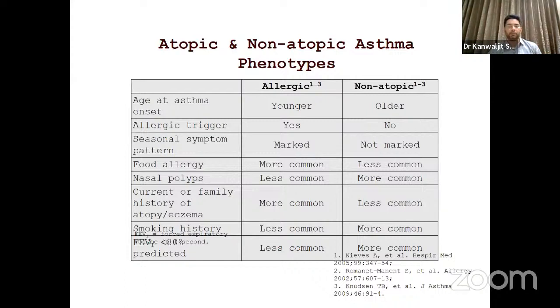So this you have to remember, the difference. Family history is more common in allergic individuals. Smoking history is more common in non-allergic individuals. Decrease in FEV1 less than 80% is more common in non-allergic individuals.